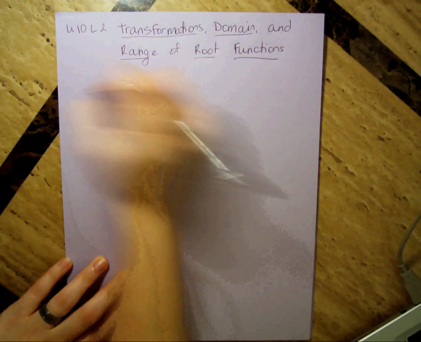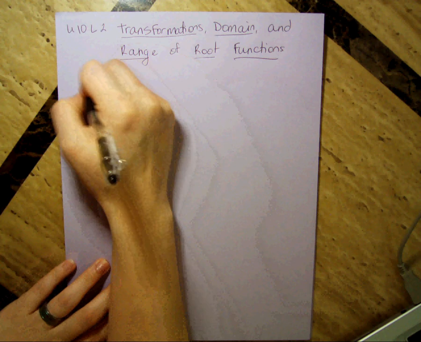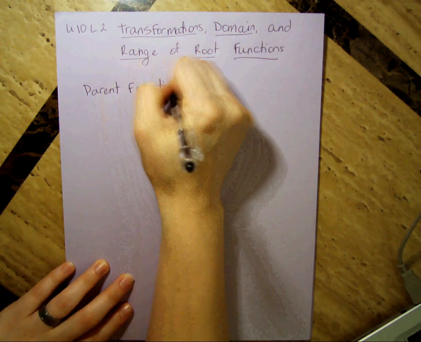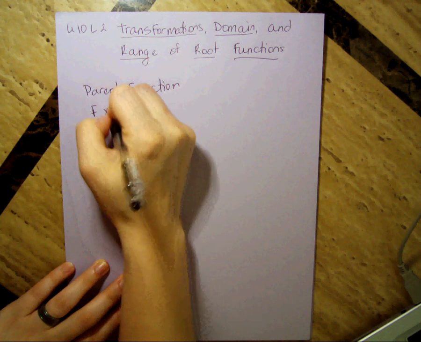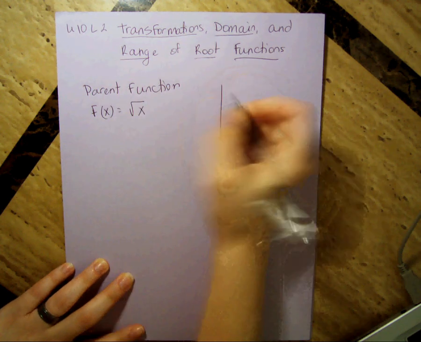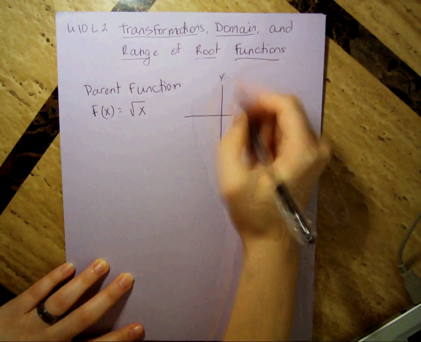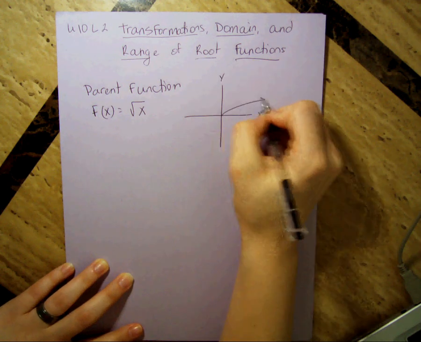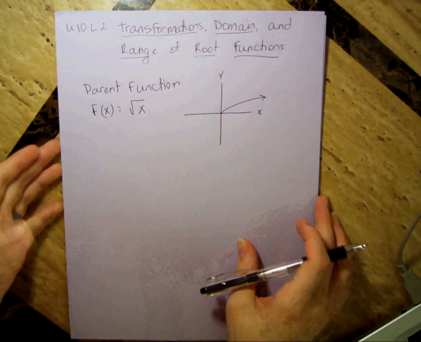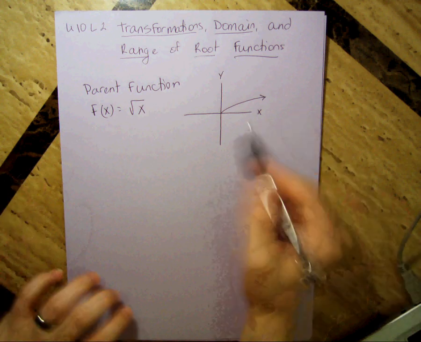So first things first, all of the transformations come off of the parent function. So our parent function for the square root is f of x equals the square root of x, and it looks like this right here. And it's going up forever and ever and ever, just like that. So we have 4 different transformations that we're going to talk about.